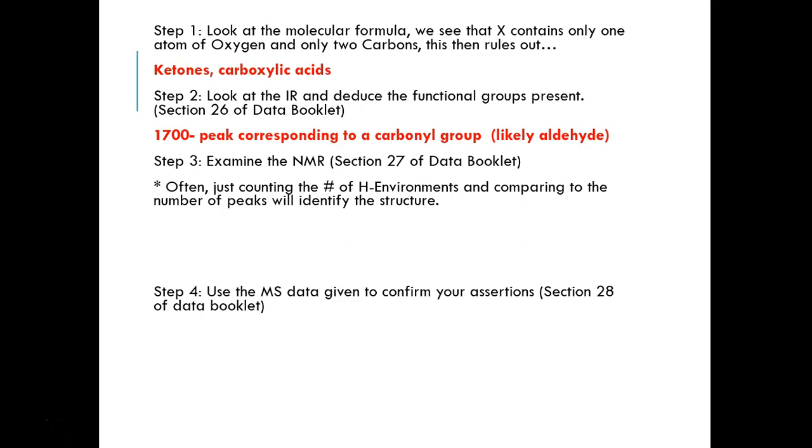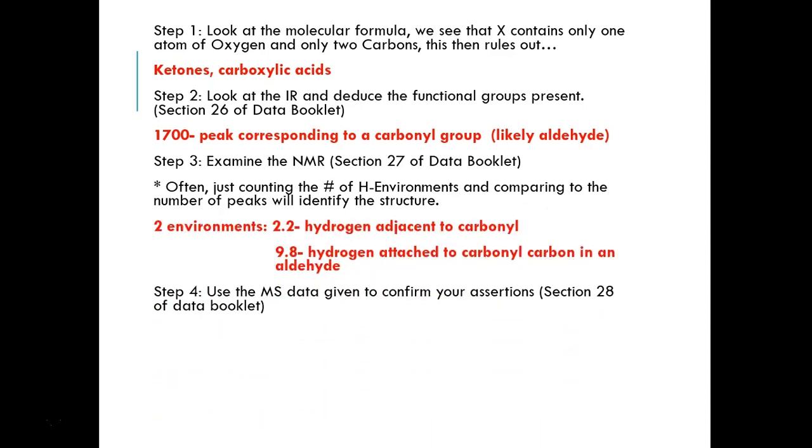Okay, now, so in step 3, we have to examine the NMR. So a lot of times just counting the number of hydrogen environments and comparing to the number of peaks will identify the structure. There's 2 environments, one at a chemical shift of 2.2. So that indicates a hydrogen adjacent to a carbonyl. And then at 9.8, we have a hydrogen attached to a carbonyl carbon in an aldehyde. So that one's actually attached to the carbonyl.